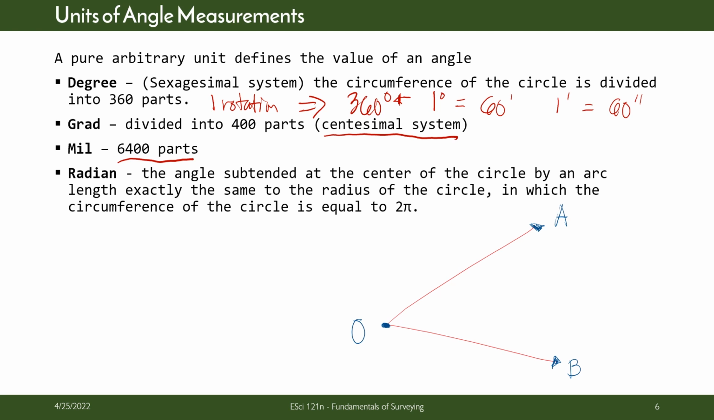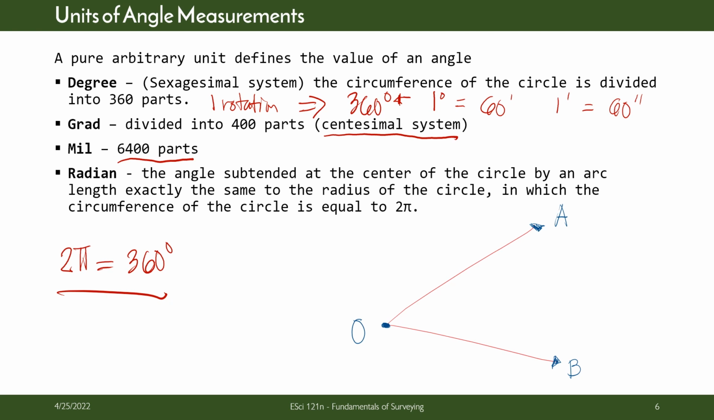And radian is the angle subtended at the center of the circle by an arc length exactly the same as the radius of the circle, in which the circumference of the circle is equal to 2 pi. So, in angular terms, 2 pi is equal to 360 degrees.